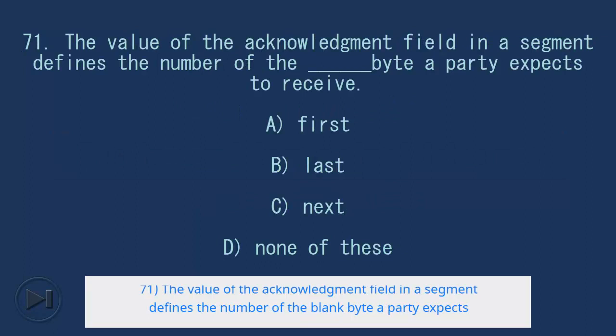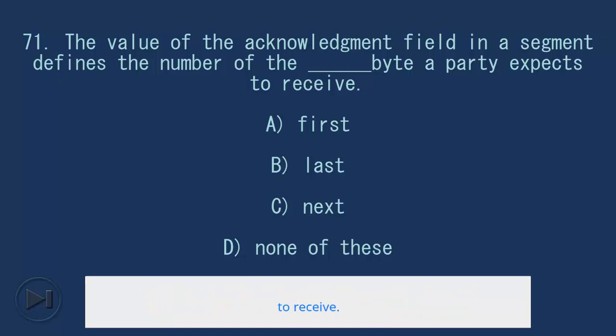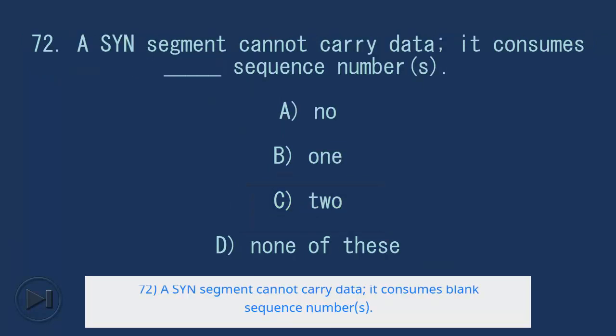71. The value of the acknowledgment field in a segment defines the number of the blank byte a party expects to receive. A, first. B, last. C, next. D, none of these. Answer, C, next.